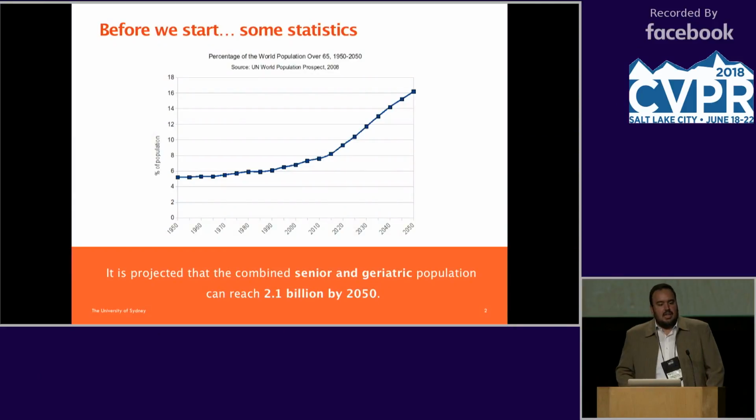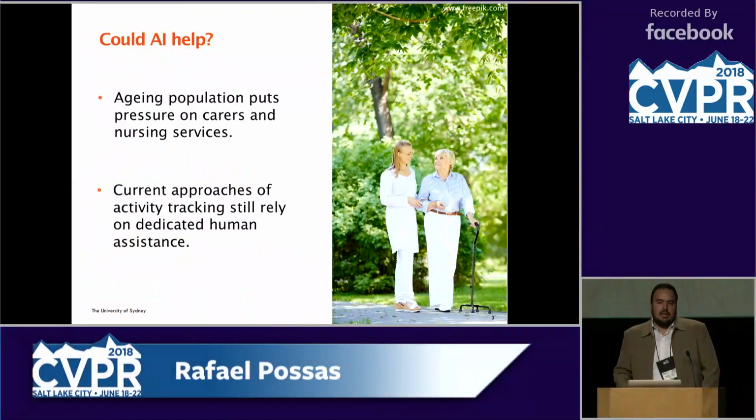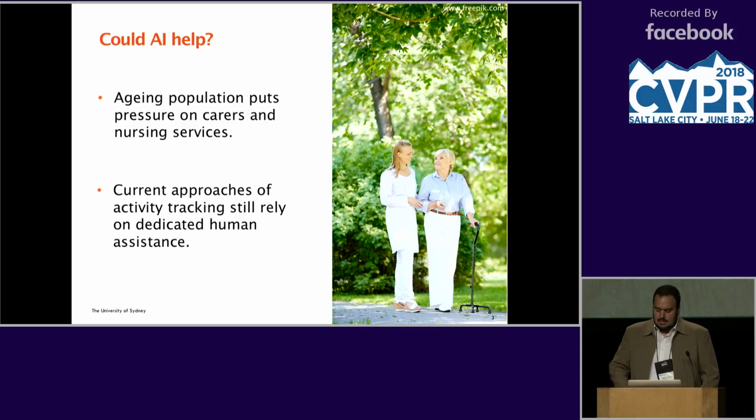Before we start, I can give you some statistics. It's projected that the combined geriatric and senior population can reach 2.1 billion by 2050. What does that actually mean and how could AI help? This aging population puts a lot of pressure on carers and nursing services, and those professionals rely on some sort of activity tracking to perform their duty. This activity tracking mainly relies on dedicated human assistants.